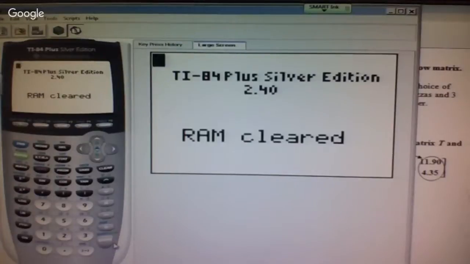You cannot ask for help on how to use your calculator during your exam. We have got to practice this. Really? How do I turn it on?